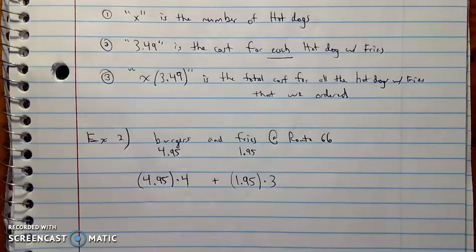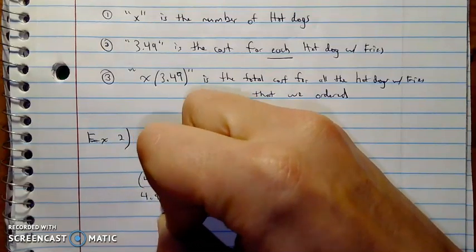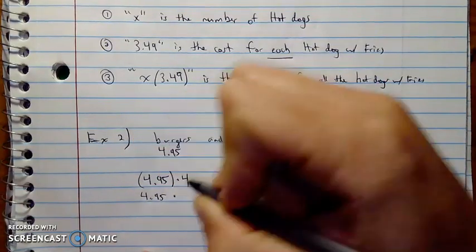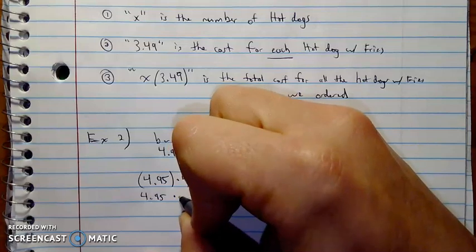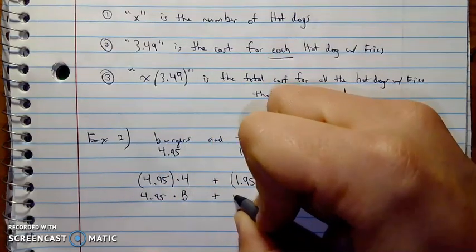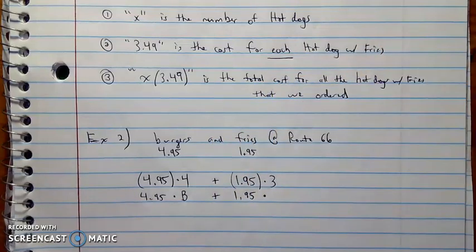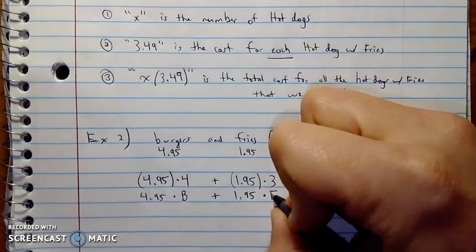Now, you could multiply these, add them, and figure out the total cost for this meal. But the point of this lesson is to understand the variables in context. So let's say that we have the $4.95, and we don't know how many burgers, so let's call that B for burgers, plus $1.95. We don't know how many fries we want, so let's call that F.